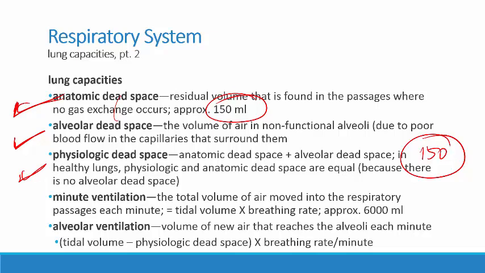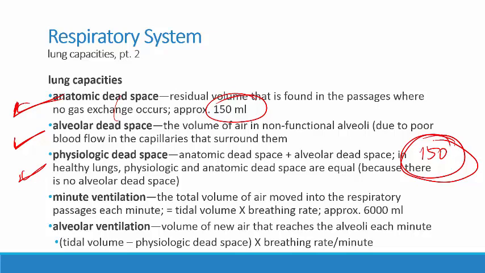So in a person with healthy lungs, none of the dead space is down in the alveoli because all the alveoli are working. But physiologic dead space in people who have lung disorders, COPD, other things that prevent the diffusion of oxygen out of the air and into the blood, and the diffusion of CO2 from the blood into the air. So if you have a condition that causes the development of alveolar dead space, then it'll be something greater than 150 mils.